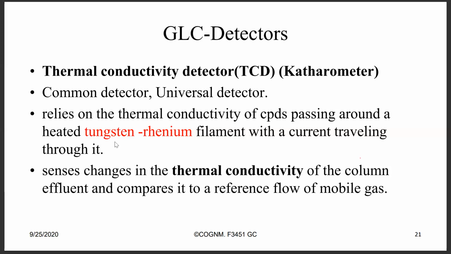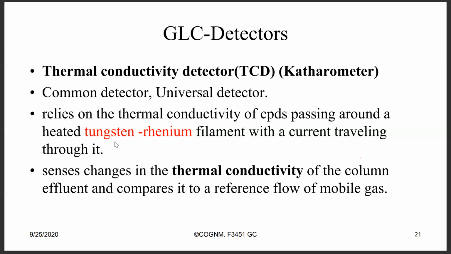The second most used detector is the thermal conductivity detector, TCD. This is regarded as the universal detector, and it relies on thermal conductivity of the compounds passing around a heated tungsten filament with current traveling through sensors, detecting changes in the thermal conductivity of the column effluent, and comparing it to the reference flow.